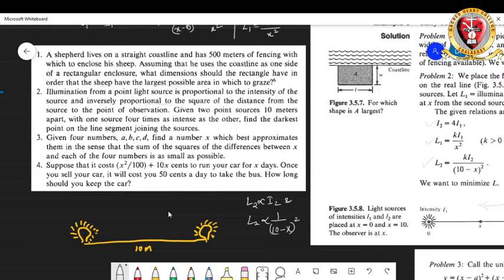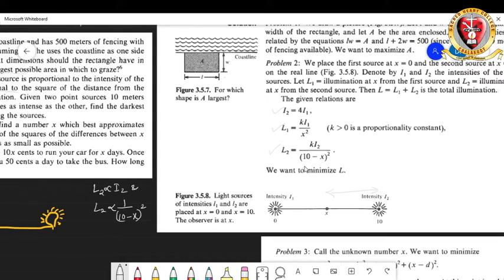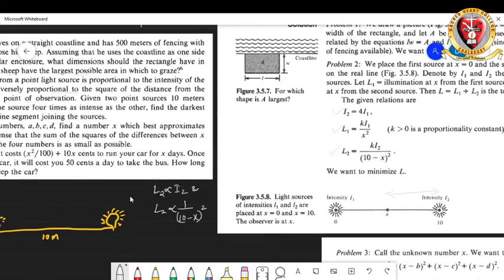That means the point where least light is there, right? So what we have to do is we have to minimize the total illumination. So we have to minimize L, which is equal to L1 plus L2. Okay. So these are the conditions which we obtained from the problem. Okay, that is the second problem.